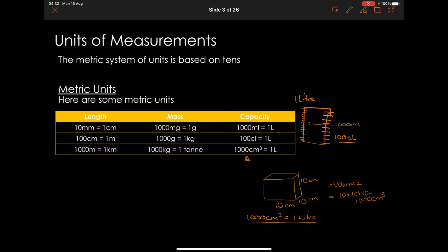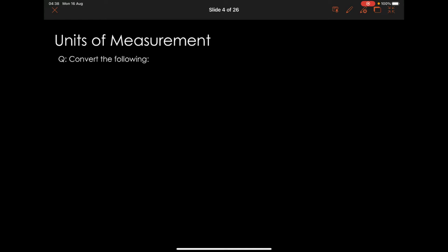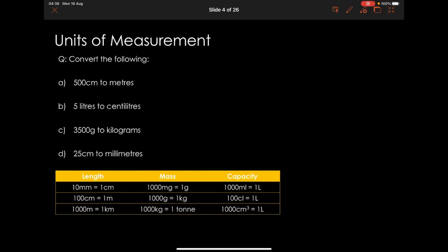So what we're going to do is you're going to do some conversion now, and then I'm going to go through and explain how that works in a bit more detail. So what I want you to do now is pause the video and have a go at these 4 questions. I've put the measurements at the bottom for you, and then press play for the answers.